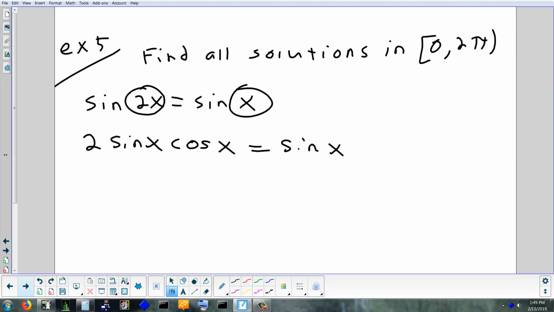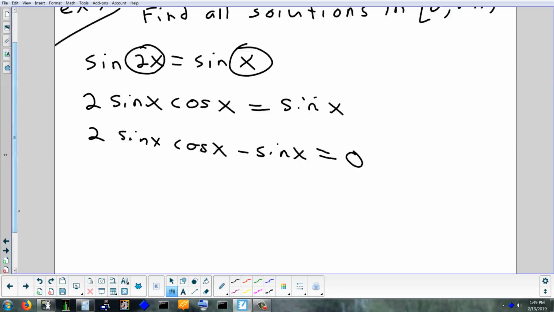Okay, what do we want to get it equal to? 0. So let's put this on the other side. Now, if you factor the left-hand side, it's kind of like factor by grouping. All you can do is factor out what they have in common. They only have a sine x in common. So sine x. What's left in the first term? 2 cosine. Now, you can't say that there's nothing left in the last term. You've got to put something there. So you put a 1.